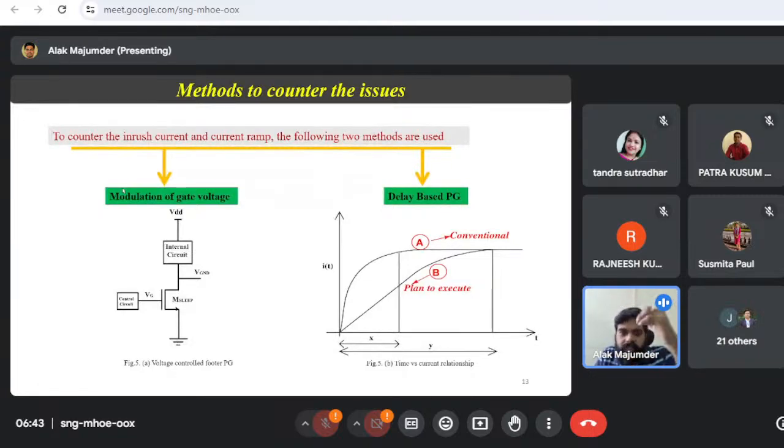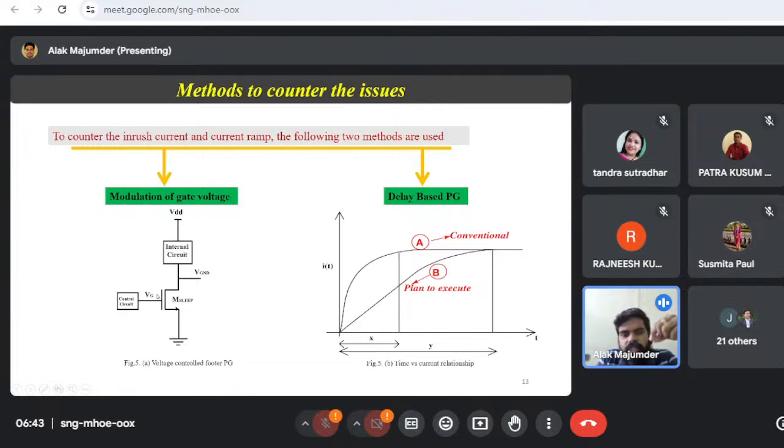So how can we solve it, right? There may be many methods, but fundamentally there are two methods. One method is modulation of the gate voltage. Modulation means variation of the gate voltage of that transistor, the power MOSFET, or sometimes it is also called the sleep transistor. See, at the gate voltage, what is happening?